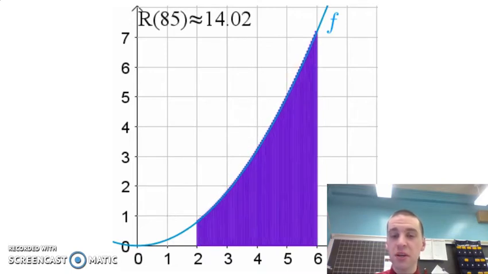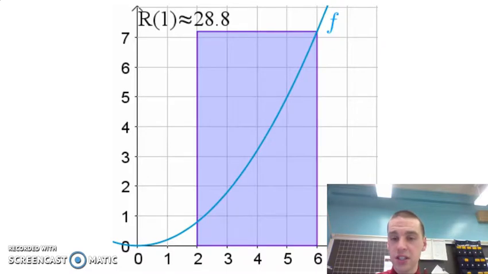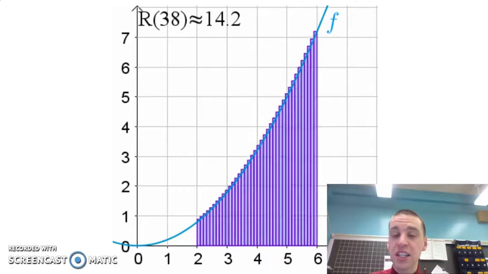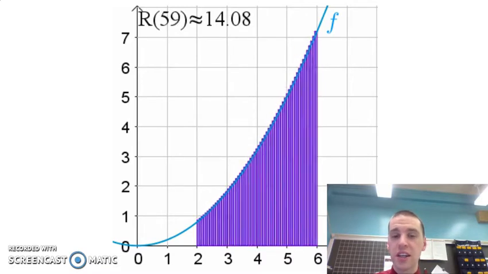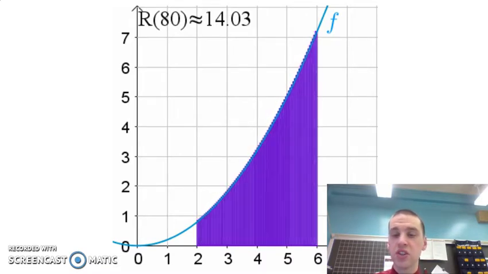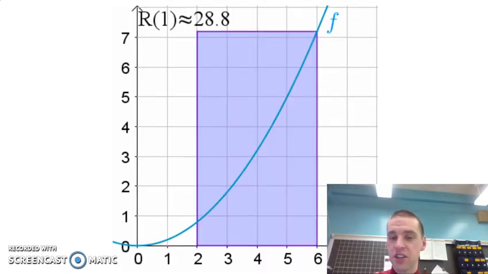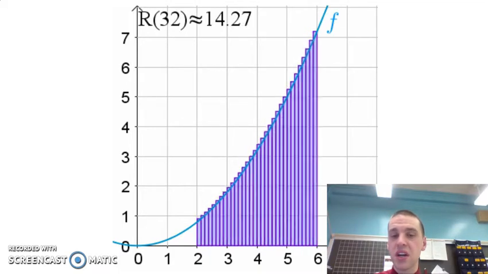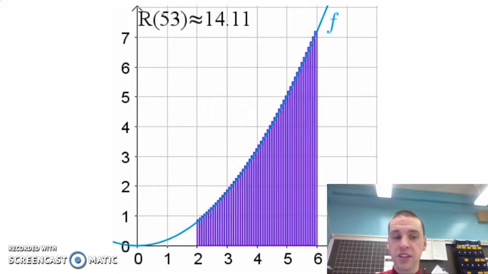And if the width becomes so tiny that it's basically a one-dimensional line, and you add all those lines up, you're going to get the exact value. That's what we're going to look at here with the notation of Riemann sum. This is what Riemann was thinking of: how to find the area under the curve using infinitesimally small widths for the rectangles.